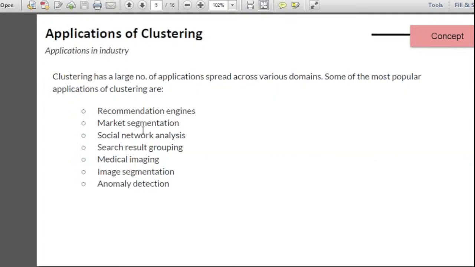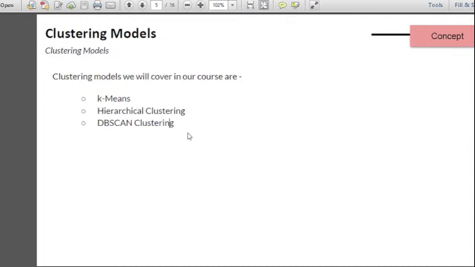Okay, applications: recommendation engines, we have seen market segmentation, social network analysis, search result grouping, medical imaging. There is no end to the applications of clustering, because everywhere business has to use clustering to apply different strategies on different classes. Okay, K-means, hierarchical clustering and DBSCAN.